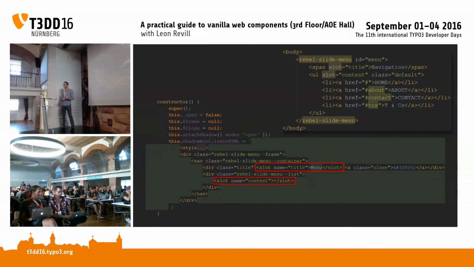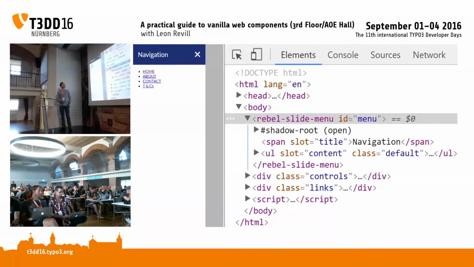That gives us, as component authors, complete control over where the user can add content. They can't just stick it anywhere. We have control over what capabilities they have. And that's going to project the content they specified into these placeholders we've created. This is what that would look like if rendered now. You can see that we've now got the navigation, the title changed to navigation from menu, and we have got the list of links there, which is specified as content.